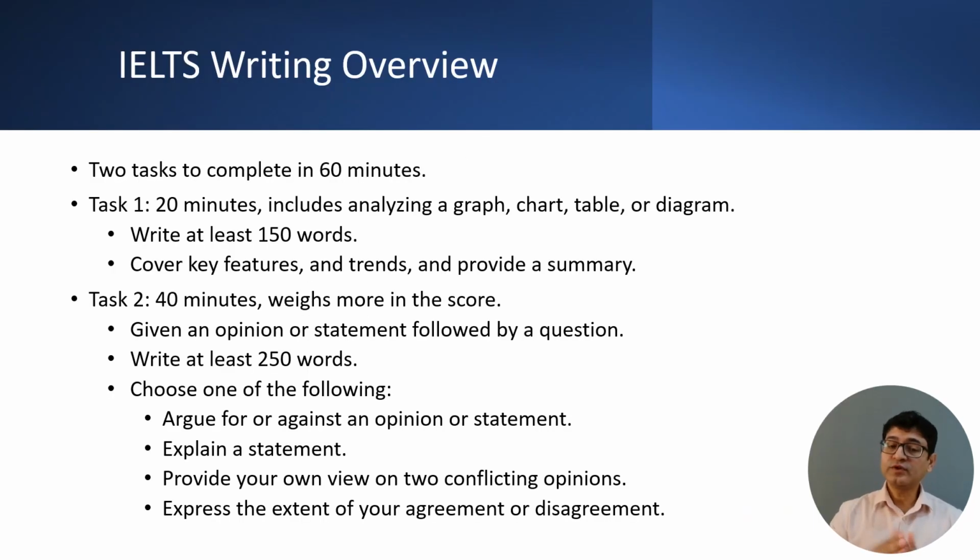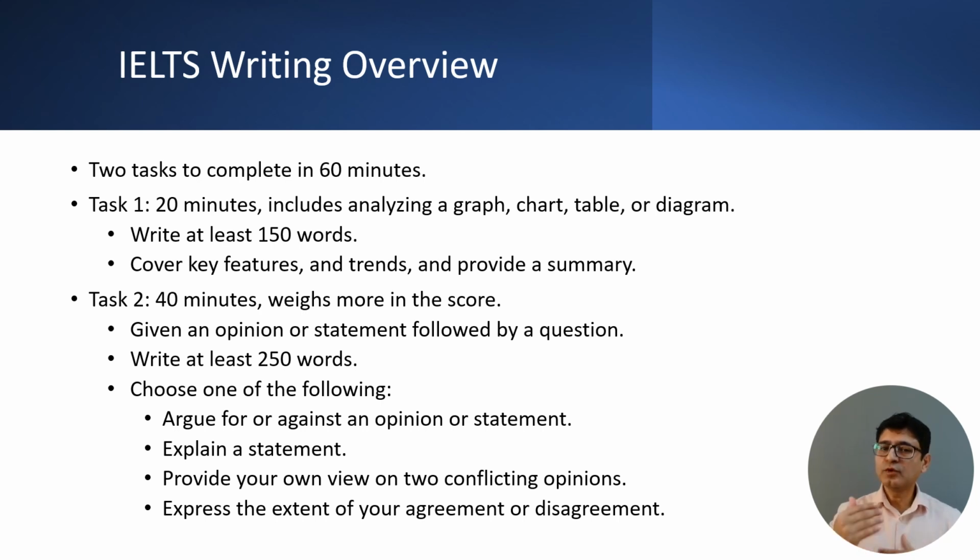Before we go any further, let me give you an overview of IELTS writing. In IELTS writing, there are two tasks. One is writing on a graph, chart, pie chart, or diagram. In other words, there will be visual information and you have to convert that visual information into words. You are required to write at least 150 words, and the time that you should give to this task is 20 minutes.